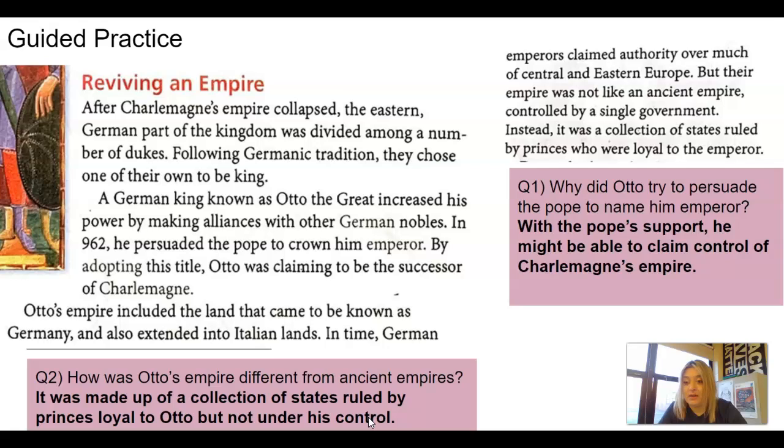Meaning, again, he was the emperor, but he put princes in control of different areas, which then appointed lords, who then ran the manors, who then reported to the prince, who then reported to the emperor. So you can pause the video and get that down if you did not have that.